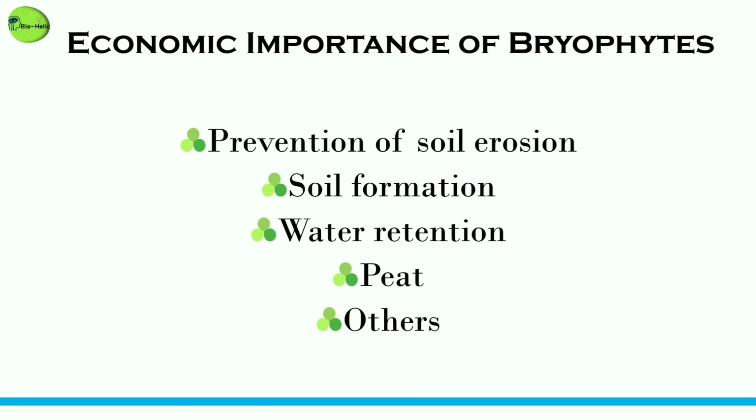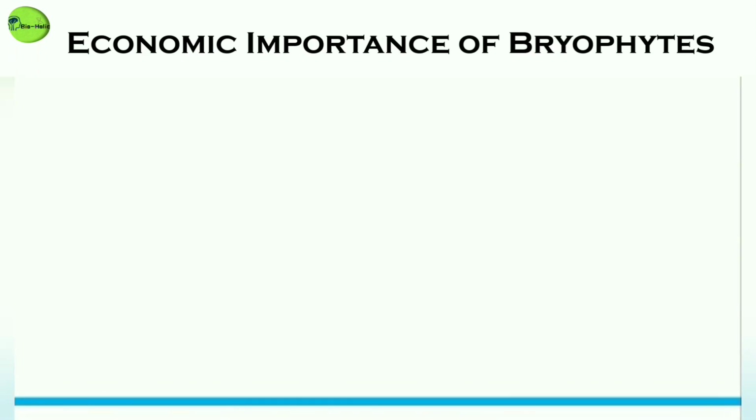Next, in rocky and icy cold areas, mosses are a good source of food for certain animals like birds. So that's all for today.